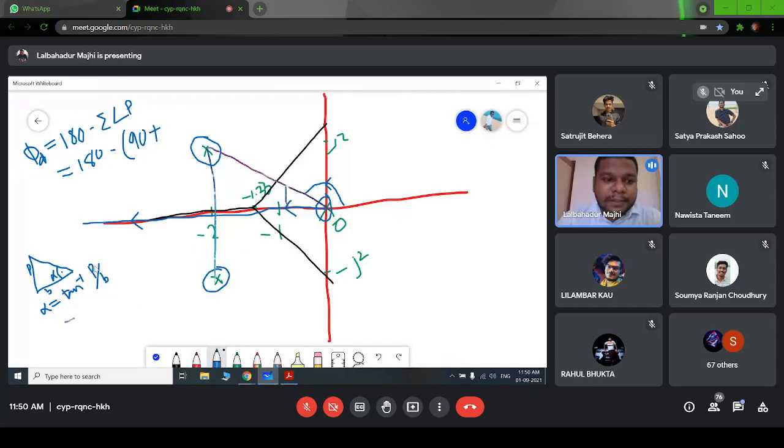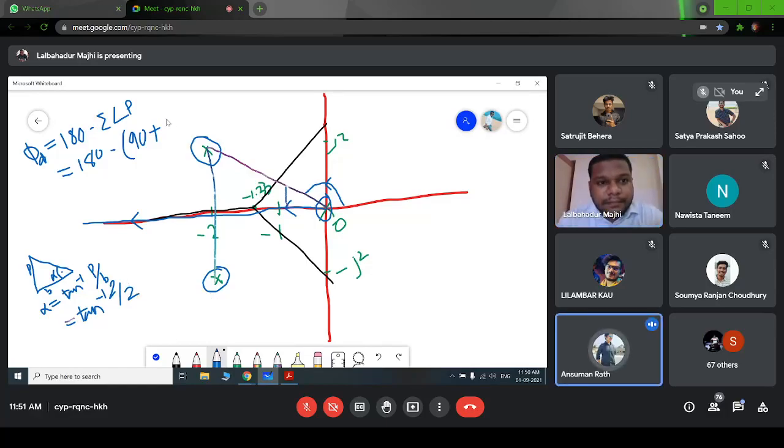Similarly, what is the length of this B? So 2, right? This is 2, from 0 to minus 2. So this is tan inverse 2 by 2. What will be the value? What is the value of tan inverse 1? 45 degrees. So what is the value we are getting? 180 minus 90 plus 45.